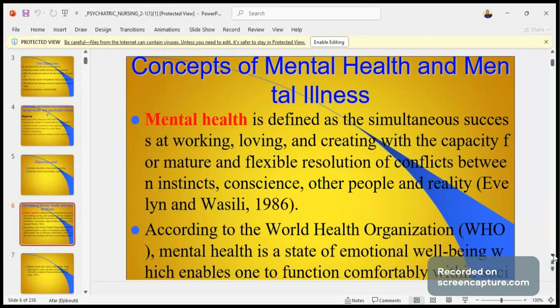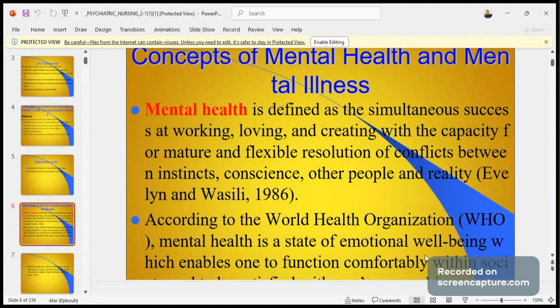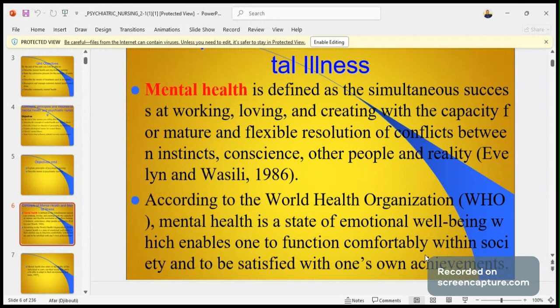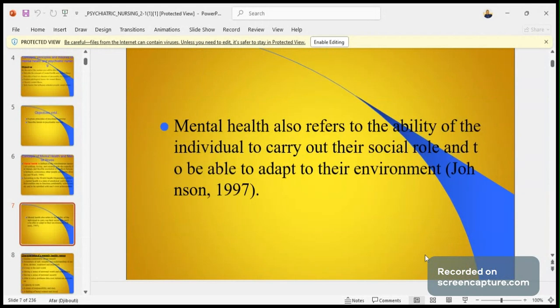Mental health is defined as simultaneous success at working, loving, and creating, with the capacity for mature and flexible resolution of conflict between instinct, conscience, other people, and reality. That is according to Evelyn and Wasili in 1986. But according to the World Health Organization, mental health is a state of emotional well-being which enables one to function comfortably within society and to be satisfied with one's own achievements. So mental health refers to the ability of an individual to carry out their social role and to adapt to the environment.